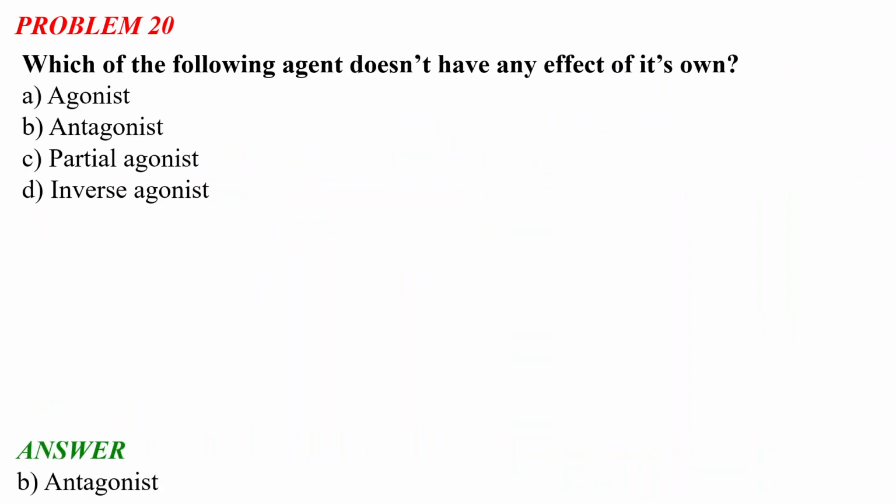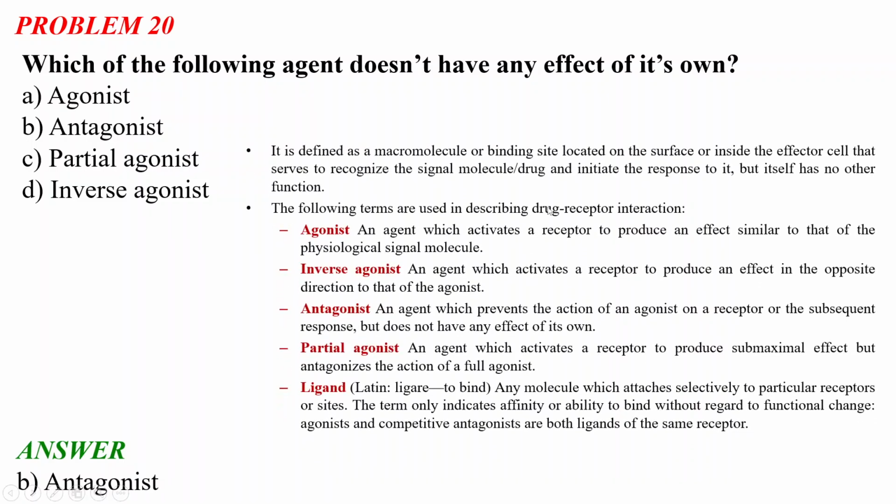The answer will be B, antagonist. A receptor is defined as a macromolecule or binding site located on the surface or inside the effector cell that serves to recognize signal molecules, with no other function. The following terms are used for describing drug-receptor interaction. An agonist is an agent which activates the receptor to produce an effect similar to that of the physiological signal molecule. An inverse agonist is an agent that activates a receptor to produce an effect in the opposite direction of that of the agonist.